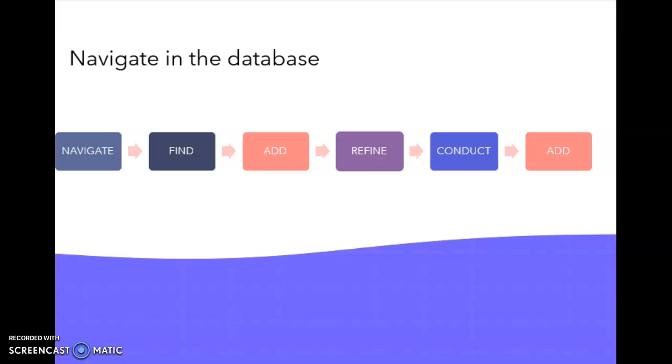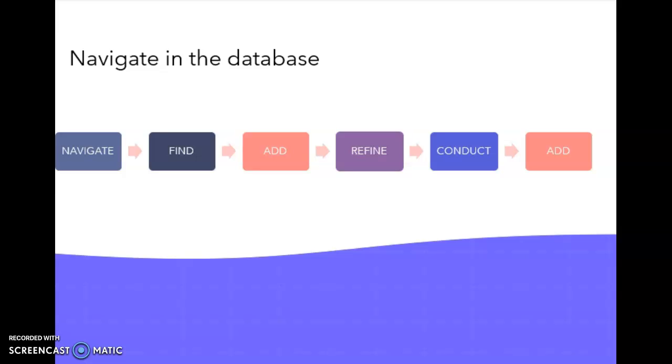When you're searching in a database, you need to navigate, you need to find, you need to refine, and you keep doing this till you find all the material you need for your research paper. So when you have a search string, you put it in the search box, then you find some material, you add to your list, and if you have an account, you can actually keep all these articles or books in your account, and you can go through them and use them.